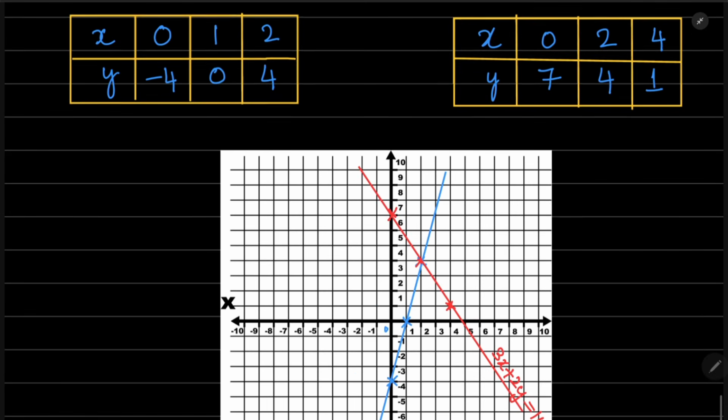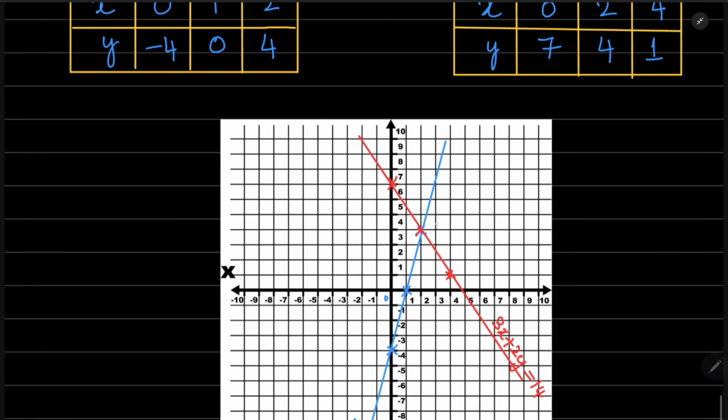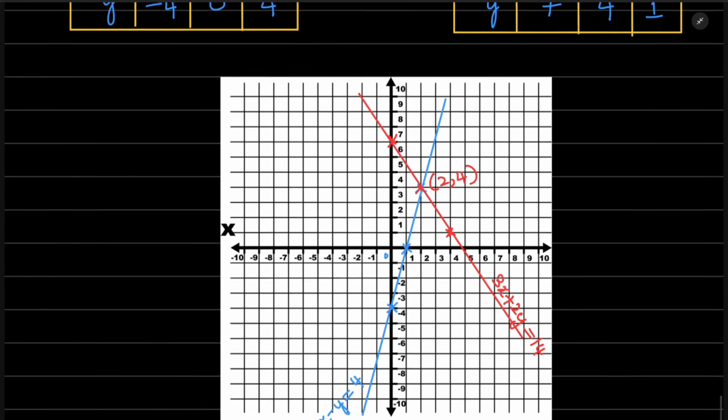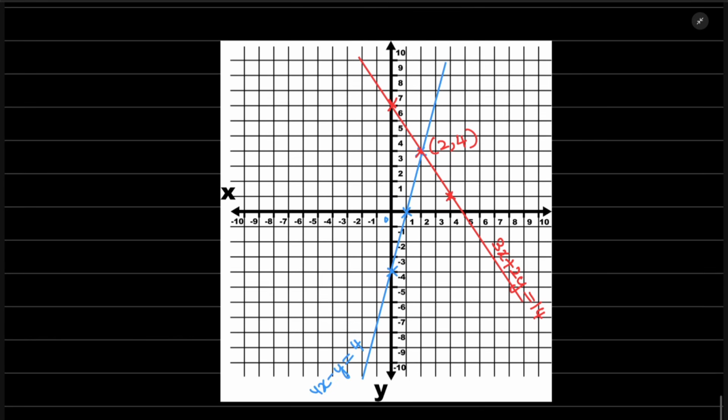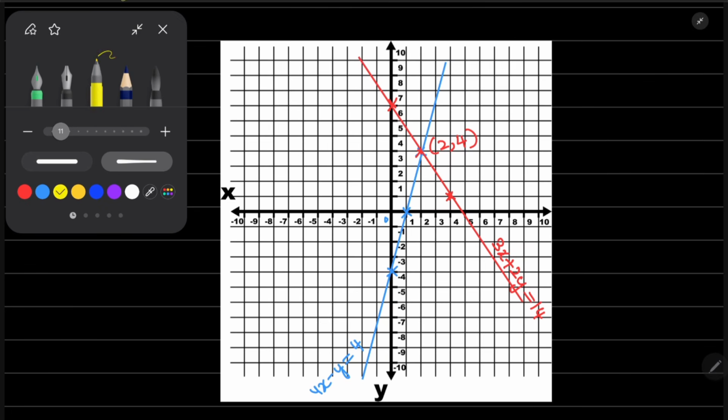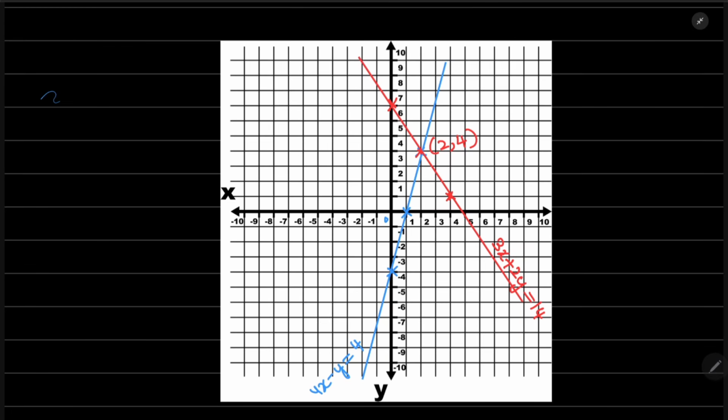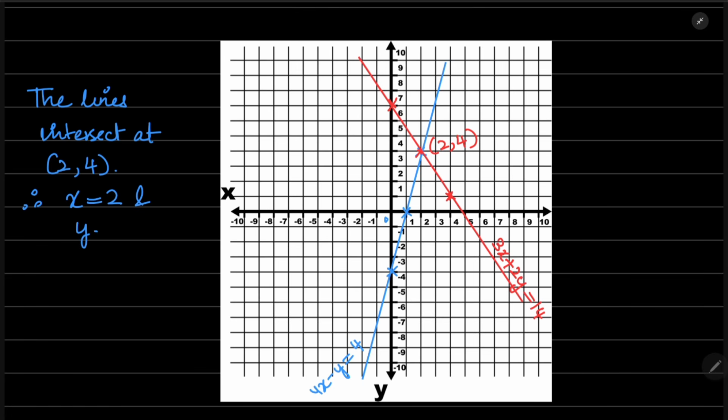Okay, where do these two lines intersect? They intersect at 2 comma 4, right? You should write that the lines intersect at 2 comma 4. Therefore, x equal to 2 and y equal to 4 is the solution of the equation.